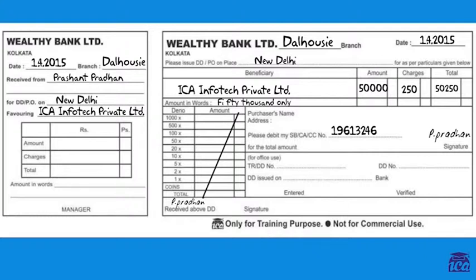In the amount column we've got 50,000. In charges we've got 250, that is being charged for making this demand draft by the bank. Total 50,250. That's exactly what is put in words here. And then after that it's written manager. Now this counter slip needs to be stamped and signed by the bank manager. And your demand draft is all ready.